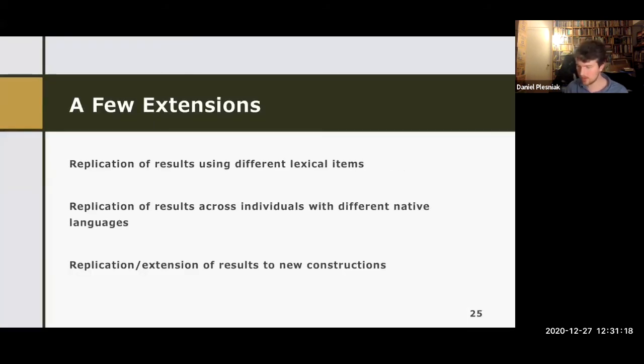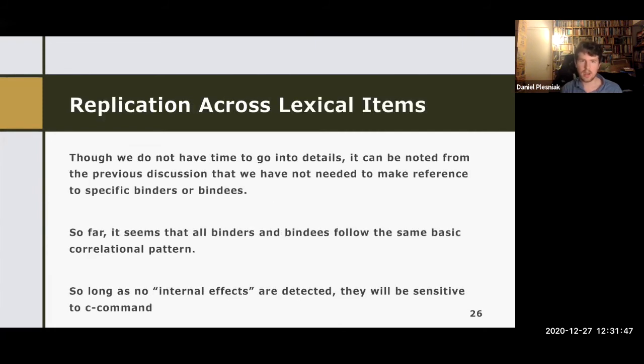So I just want to look at a few things. There are other things we could also talk about, but one question, which we've addressed a little bit, is how changing the lexical items, the choices of binder and bindee, affects things. Another thing is, how about looking across different languages? Is this just specific to English? If it's universal, it had better not be. And then finally, perhaps the most interesting thing from a certain point of view is the replication or extension of these results to new types of constructions.